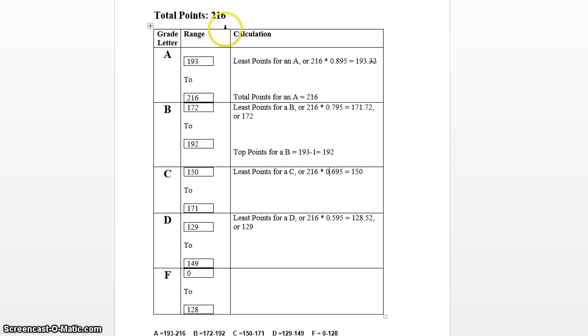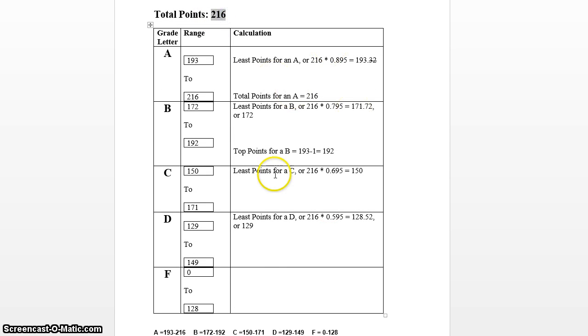If the total range does change, just know that I use the same method to recalculate things across the A, B, C, D, F percentage ranges. Just as I've done here, it's the same process. You just have to change this number right here. This total number that you're multiplying things by changes to whatever the new total becomes.